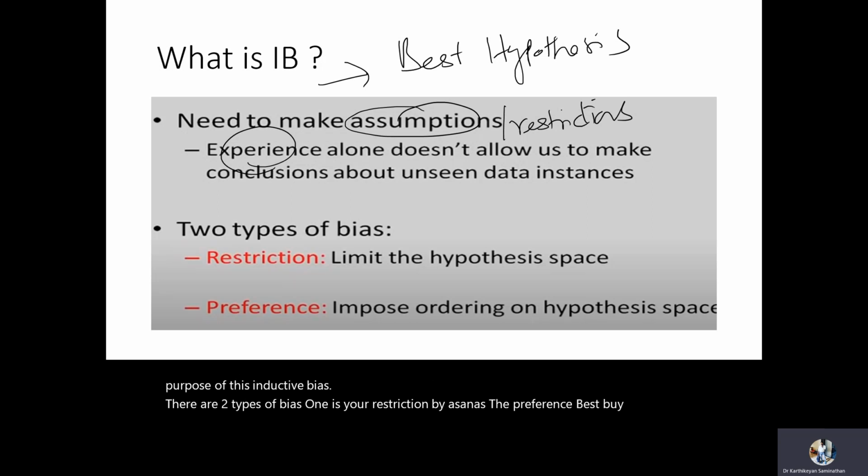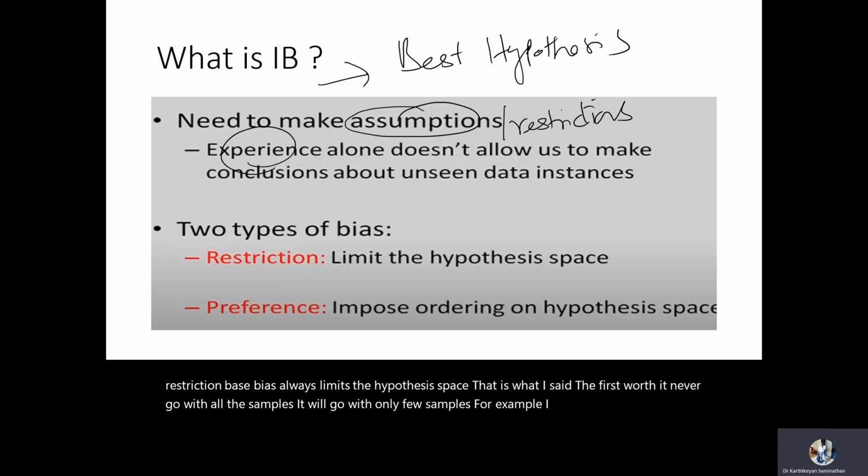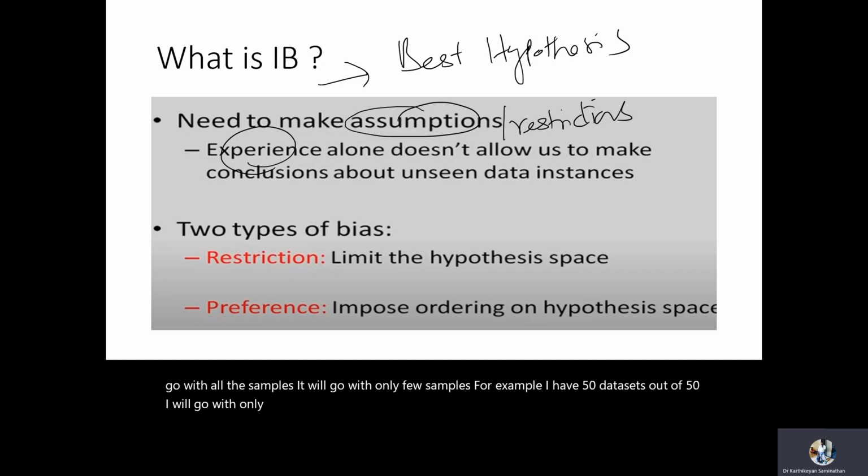Restriction based bias always limits the hypothesis space. That is what I said, the first one. It never goes with all the samples. It will go with only a few samples. For example, I have 50 data sets. Out of 50, I will go with only random samples, or two positive, two negative, one with some null values. So it will go like this.